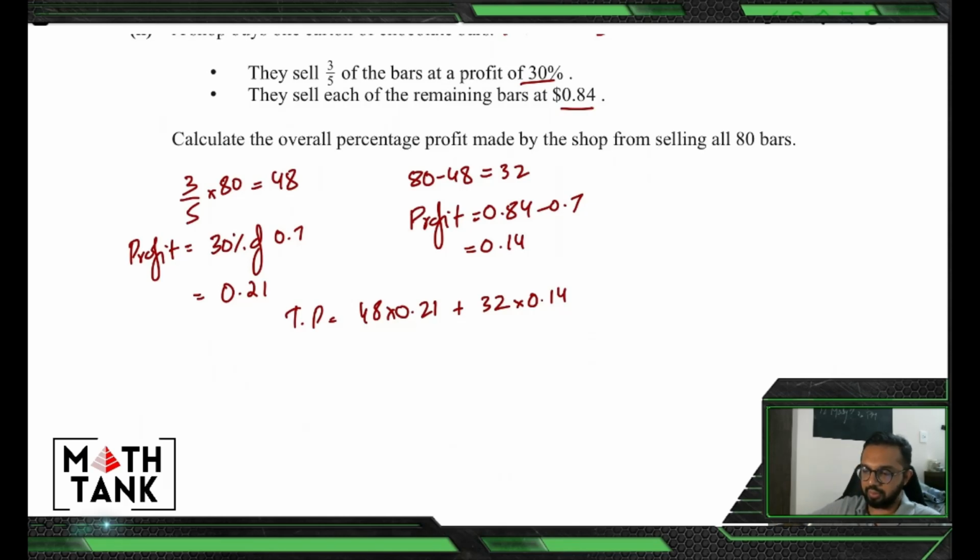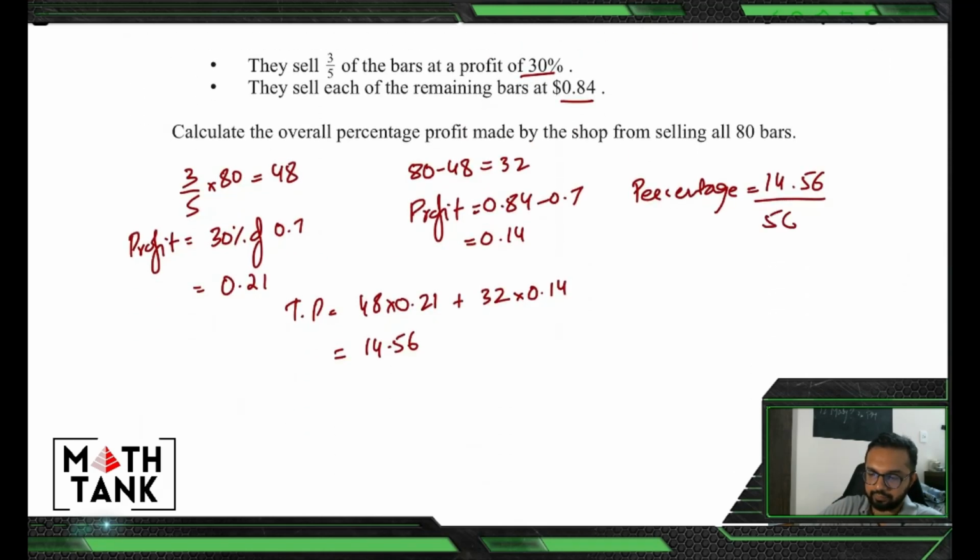48 into 0.21 plus 32 into 0.14. Okay, that gives me 14.56. Now I want to convert it into a percentage, so I'm going to say that 14.56 divided by, what did we write? 56. So that's about 26%. Okay, and that is your final answer.